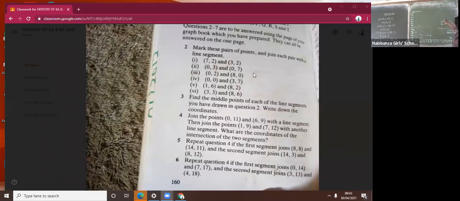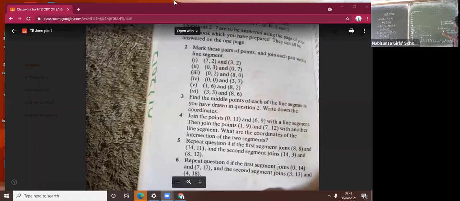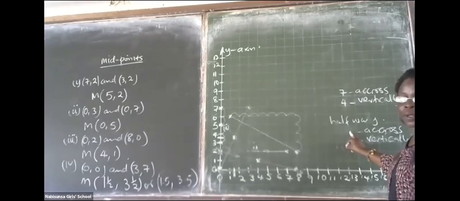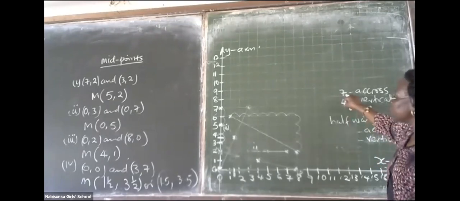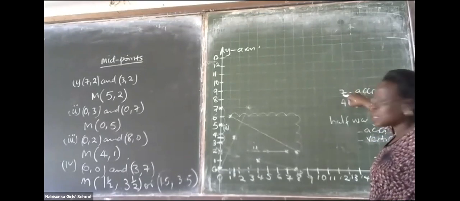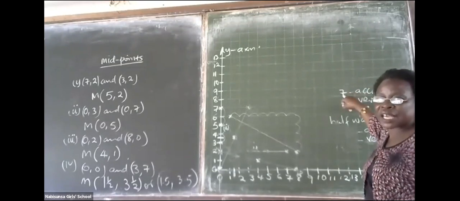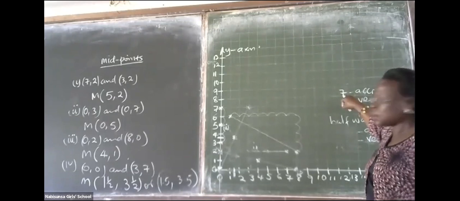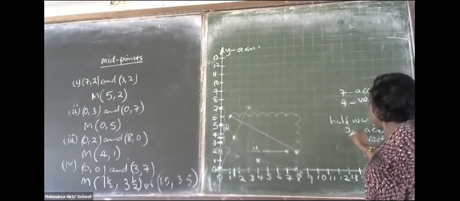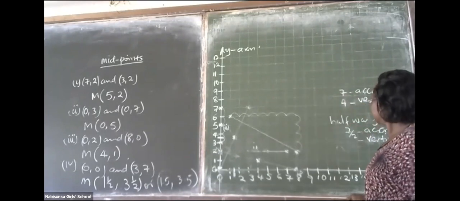So moving across, how many steps are we moving? 7. We divide 7 by 2, and it is 3.5.